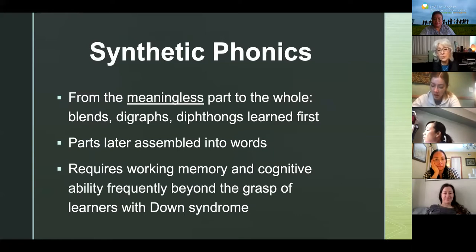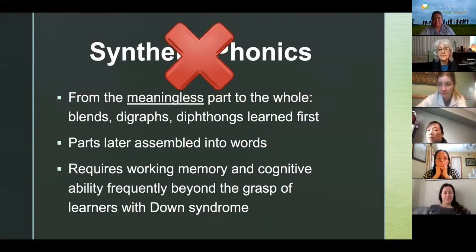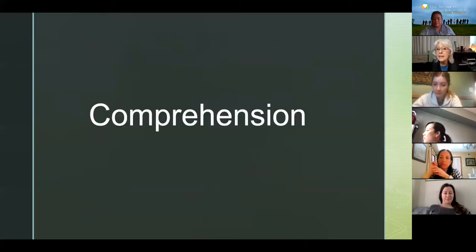It requires working memory and cognitive ability frequently beyond the grasp of learners with Down syndrome, not to mention auditory difficulties. Please don't use it unless your child is extraordinarily skilled at learning rules. All right. Any questions before I go into comprehension?